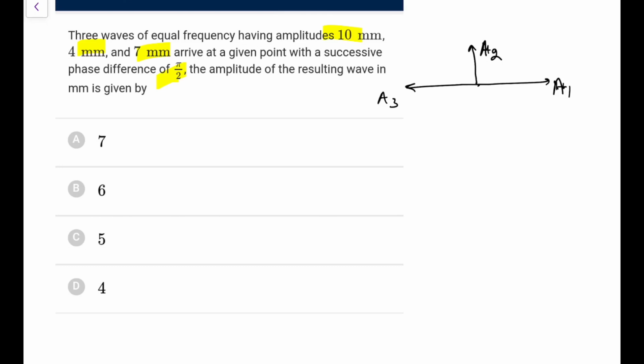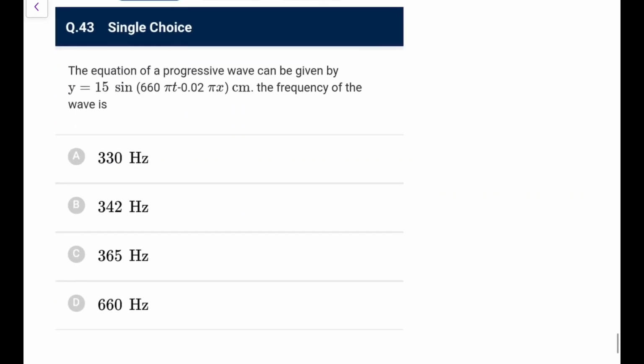So first of all I have to add vectorially. This is 10, this is 4, this is 7. First of all add these two, 10 and 7. It would be 3 here, 4 here. So if I add them vectorially, it would be 5. So the resultant amplitude would be 5. I have just done it by the phasor approach. Not tough if you know that.